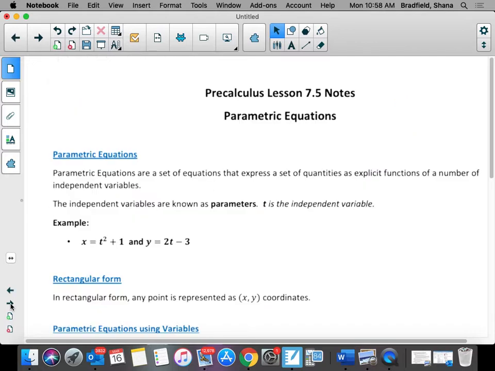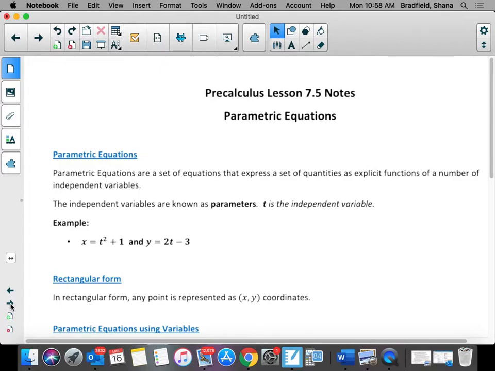All right, so let's look at the next page. So let's just look at a parametric equation. It says parametric equations are a set of equations that express a set of quantities as explicit functions of a number of independent variables. And our independent variable is t, which is the parameter.